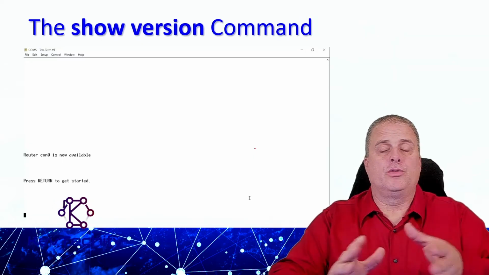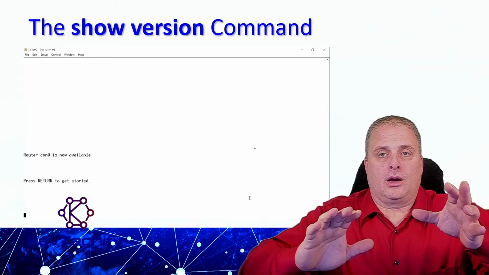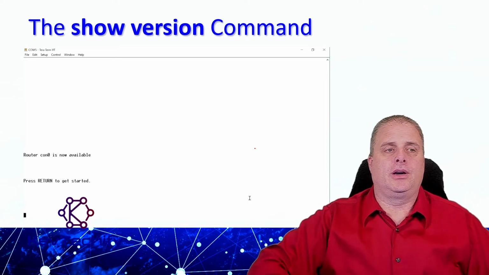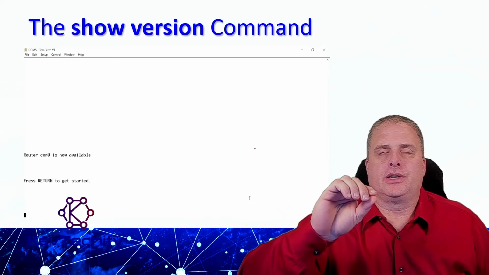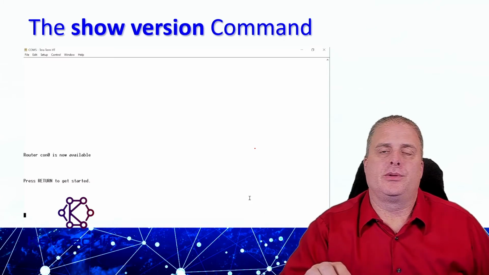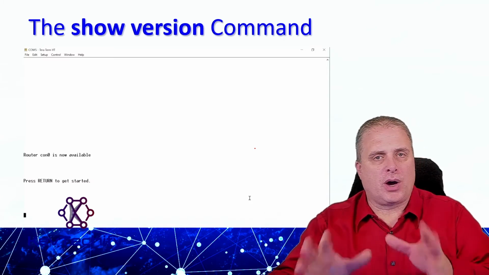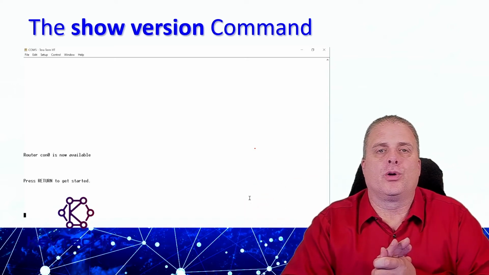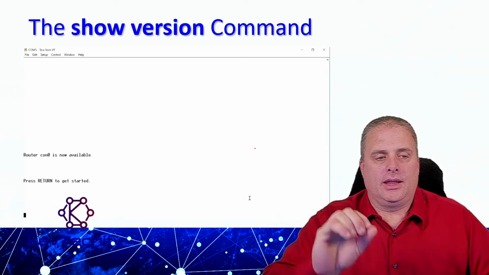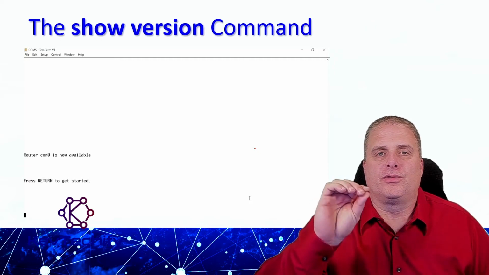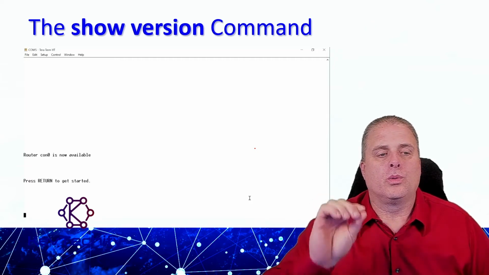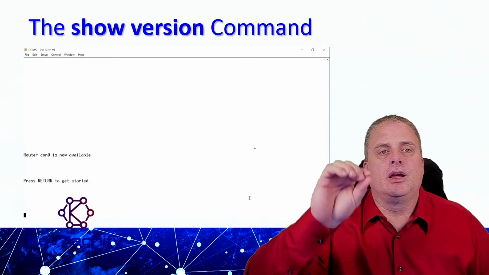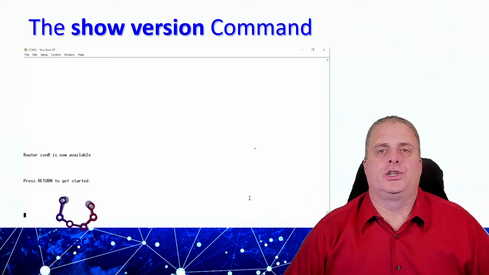Let's look at the show version command. I'm going to walk you through an example here. In this example, I'm using Tera Term as my terminal emulation program. You could just as easily use PuTTY, MobaXterm, or any other terminal emulation program out there. In this example, I'm going to connect into a 4321 router and look at the show version command.